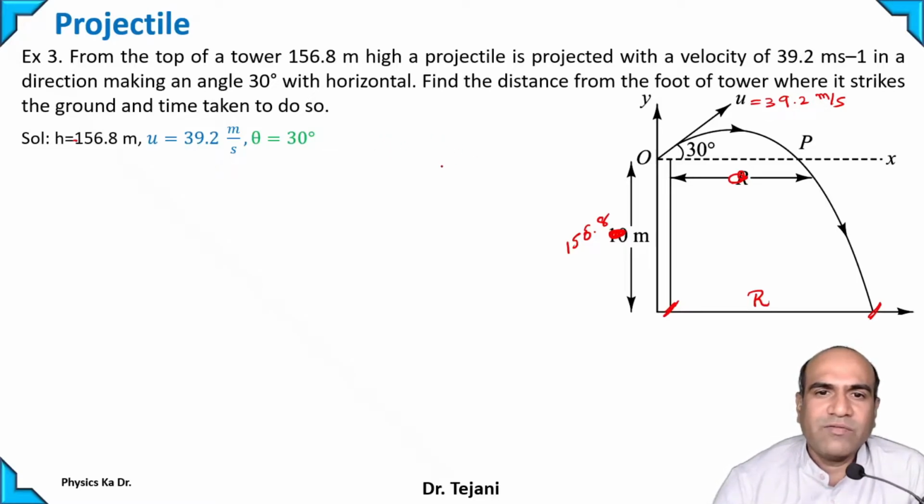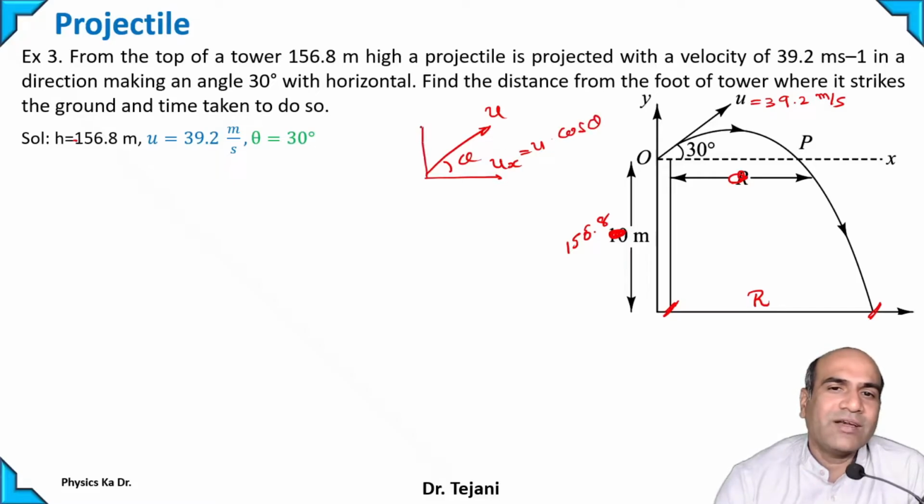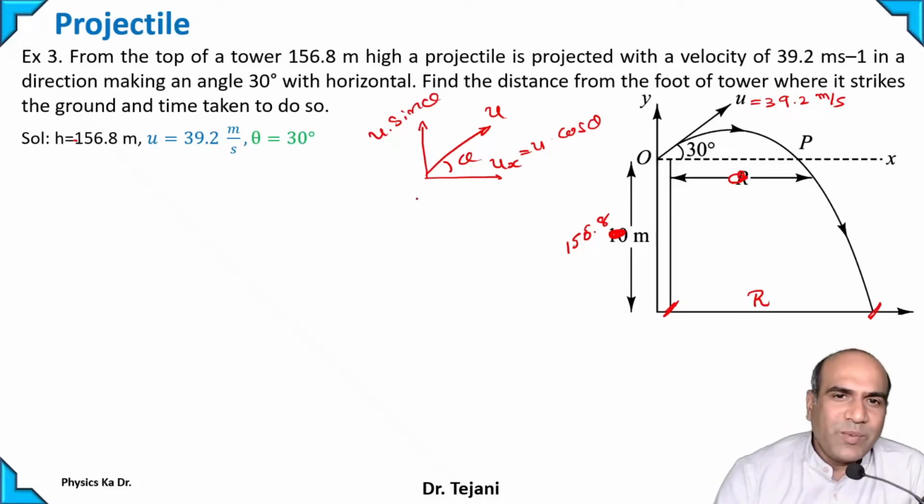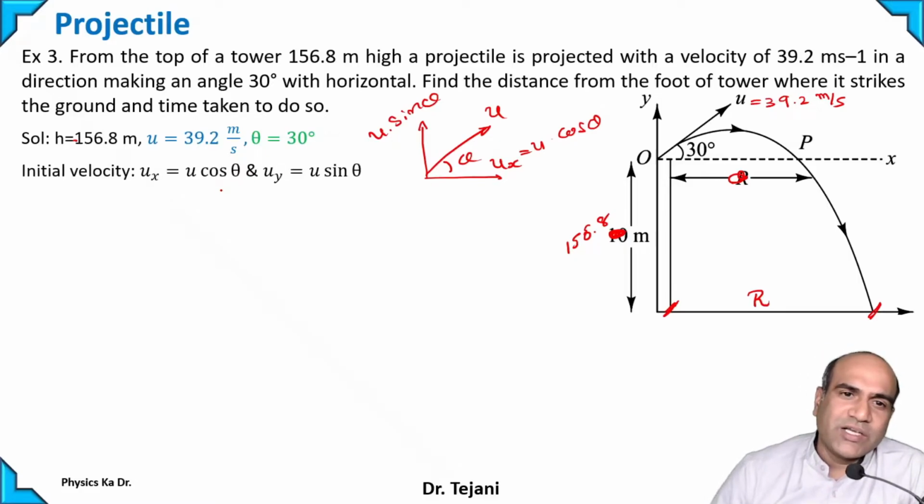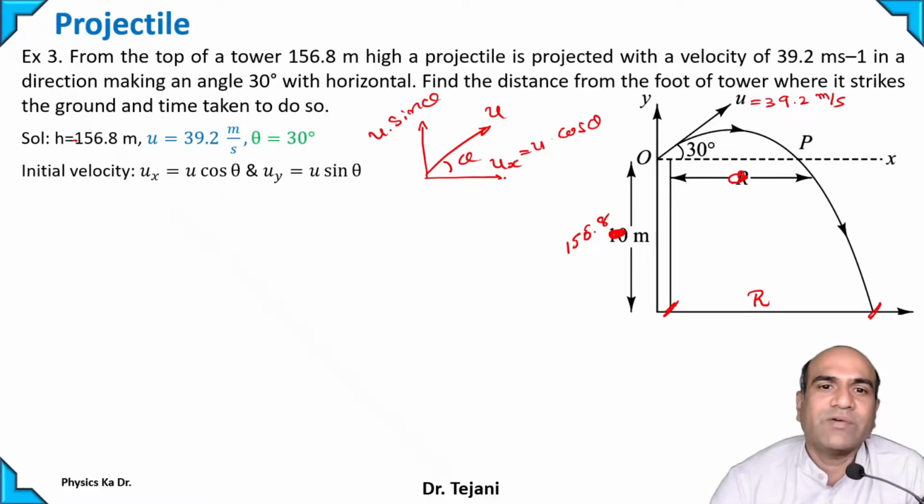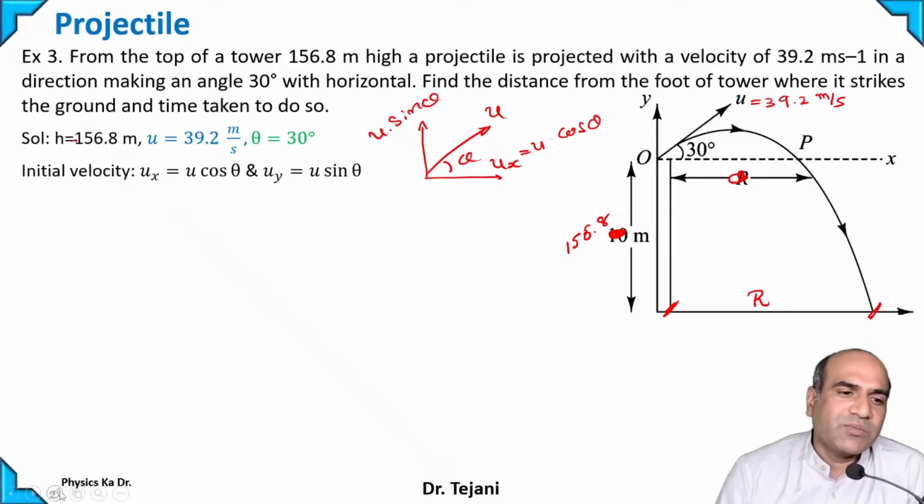Now we know that whenever we throw an object with u, it has two components: ux is equal to u cos theta, and vertical is u sin theta. See, I am repeating this again and again so that you get habituated with this. You should have the habit of repeating this. So the initial velocity: ux is equal to u cos theta, uy is u sin theta. And when there is a distance, our equation for the distance is useful here. So which one is the equation for the distance?